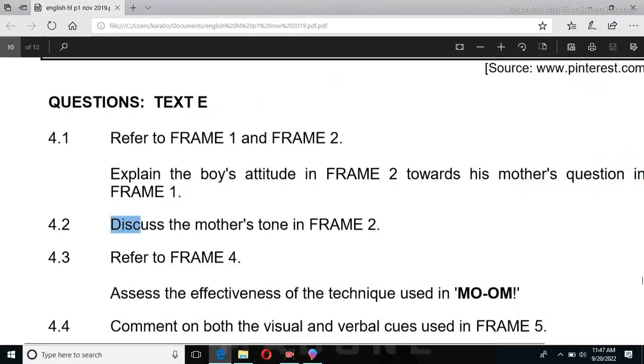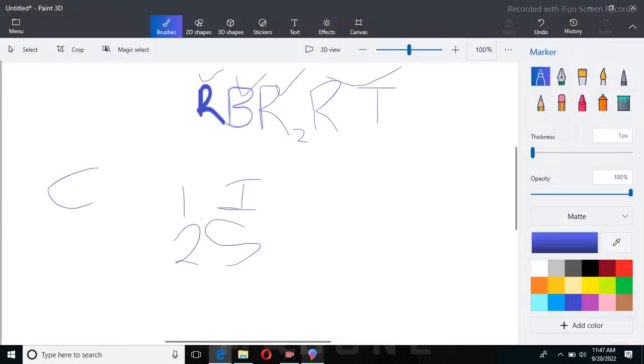Discuss. When you see the word discuss, whether it's in a comprehension or cartoon, I want you to think of a discursive essay. I know you're familiar with this because your teachers always make sure that you practice this. Now, listen to me, guys. This also applies to grade 11s, right? Because cartoons are a grade 11 thing.